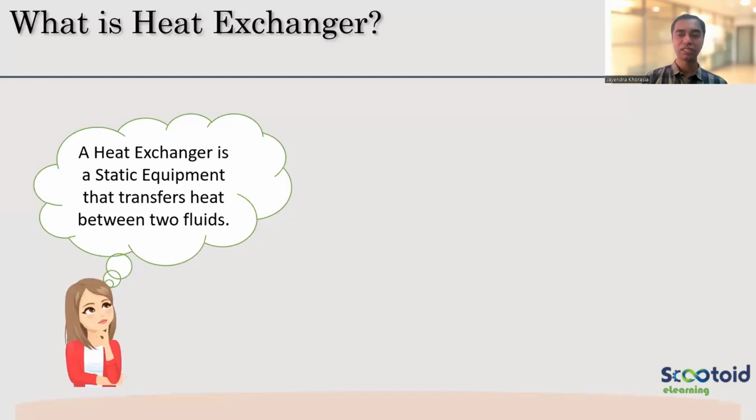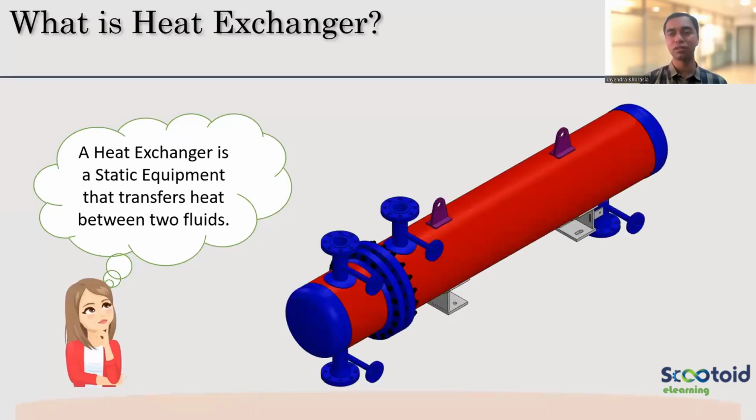Great. Now let's look at how a heat exchanger looks. This is a typical heat exchanger. Now, another question. I have two fluids. One fluid is at 100 degrees Celsius. Another fluid is at 20 degrees Celsius. How will the heat transfer take place? So heat transfer will take place from higher temperature to lower temperature.